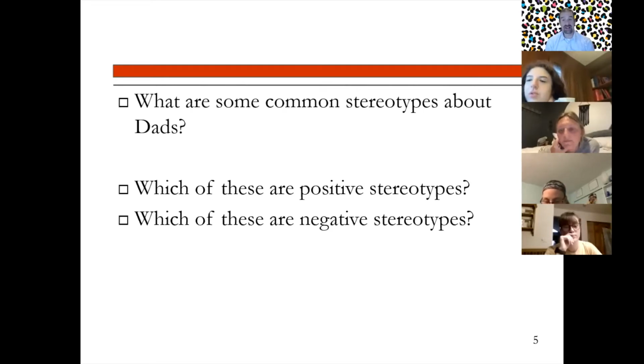Maybe a negative stereotype is that dads are more focused on work instead of being with family. Okay, so they're away all the time working. So that's a negative stereotype. Let's get maybe one or two other negative stereotypes.